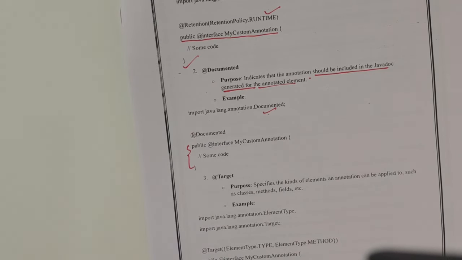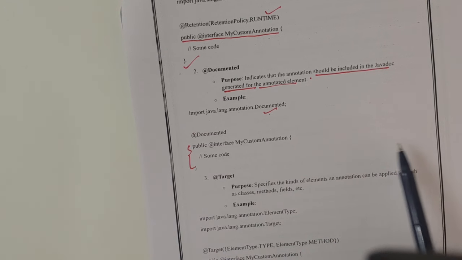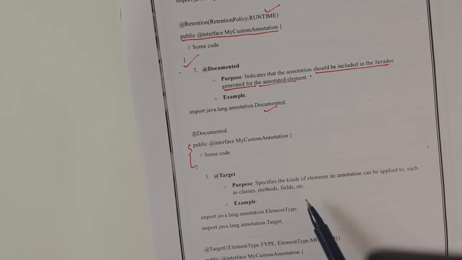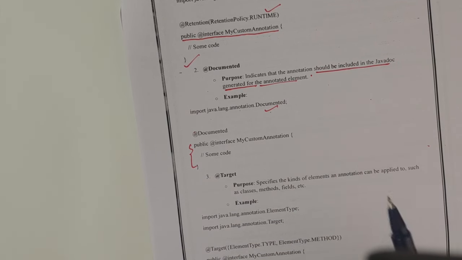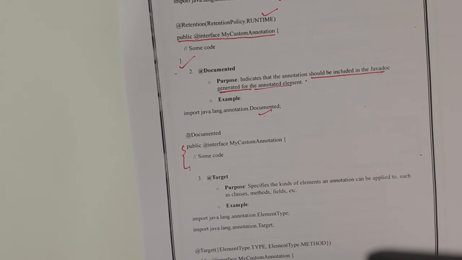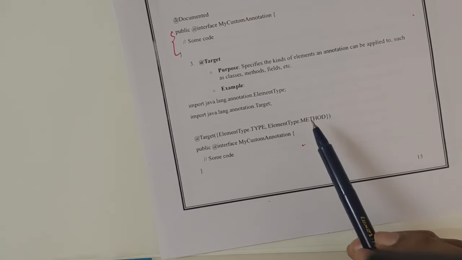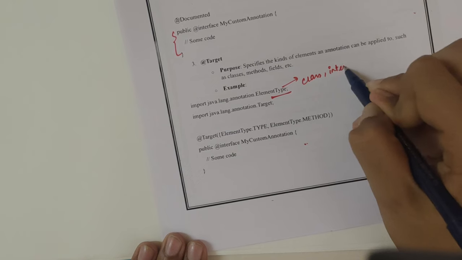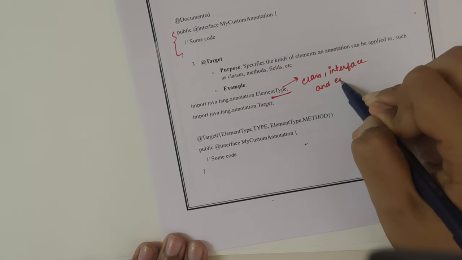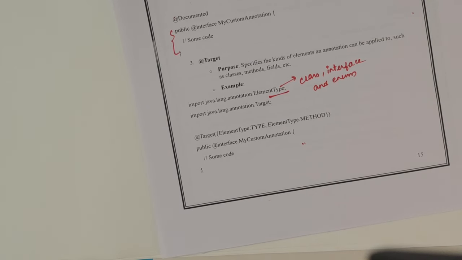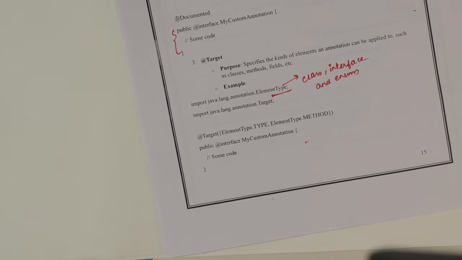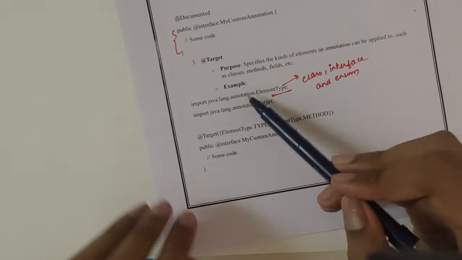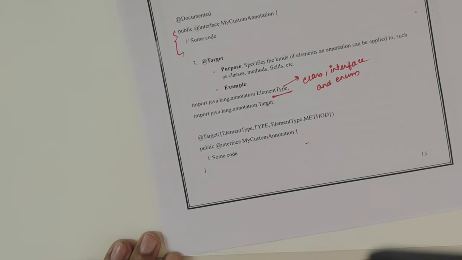Next we have @Target. Target mainly specifies the types of elements that an annotation can be applied to. Also, how we can apply it: we have ElementType.TYPE and ElementType.METHOD. ElementType.TYPE will take all the classes, interfaces, and enums, and ElementType.METHOD will take all the methods. Okay, so this is the code of this Target annotation. These annotations mainly help control how your custom annotations are used and documented inside your Java code.